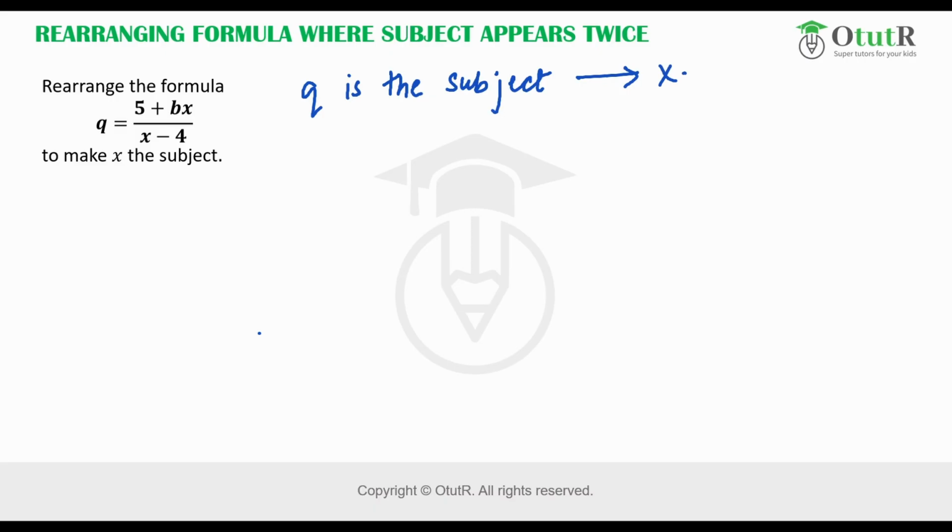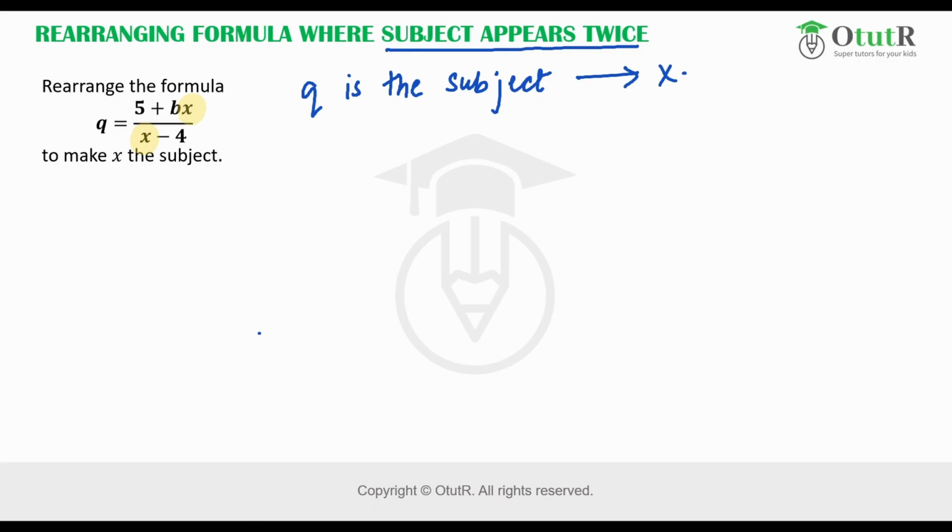According to the topic, the subject is appearing two times. What that means is, our new subject, x, will be appearing two times in the question, which is x is appearing two times. Okay, for this type of question, this is the procedure that we have to follow.